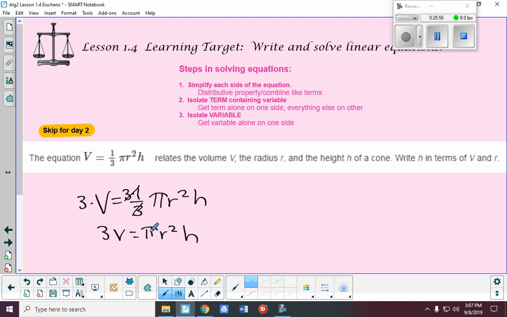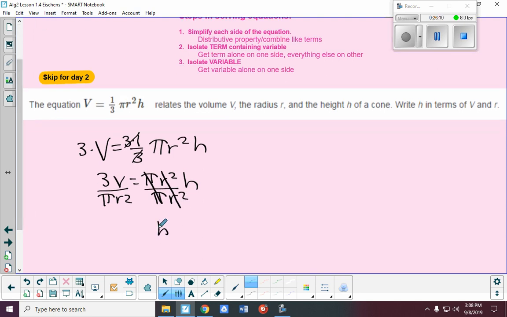Now we have pi times r squared times h. We want h by itself, so we just divide by pi, divide by r squared. The pi's cancel, the r squared cancels. So h equals 3v over pi r squared.